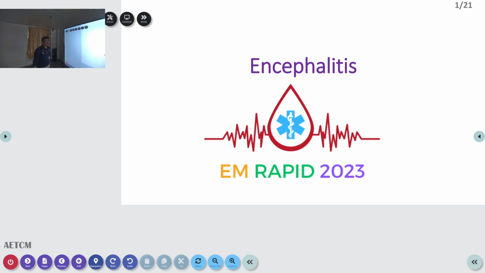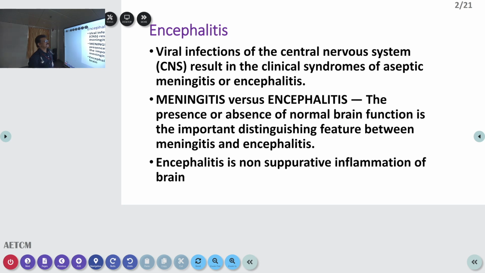Today, let us discuss encephalitis. Encephalitis means inflammation of the brain. Meningitis means inflammation of the covering of the brain. That difference you should understand before starting the session.